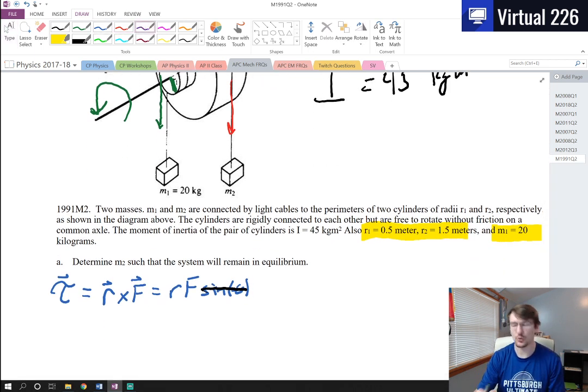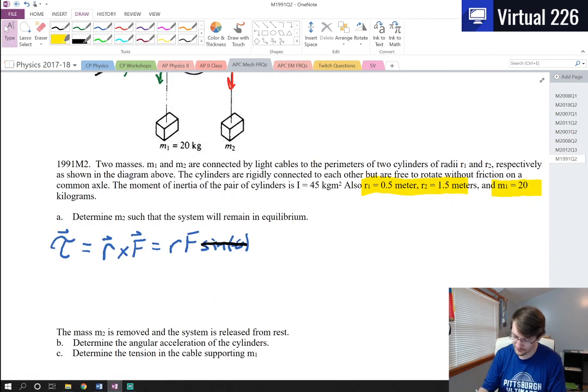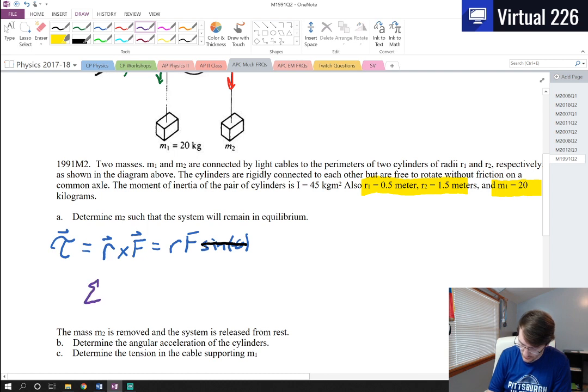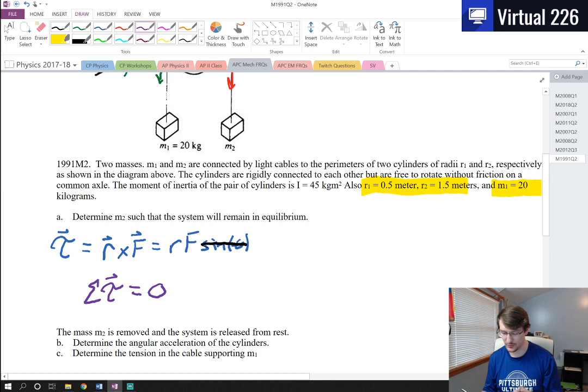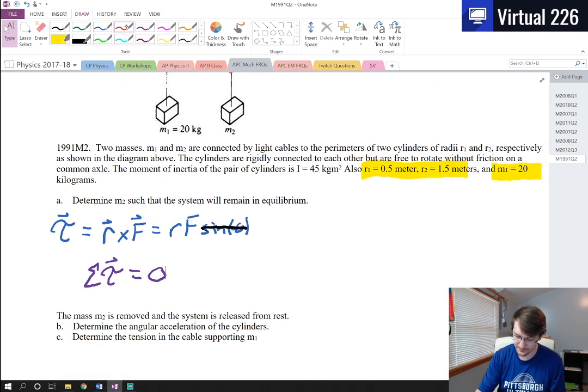So what we can do is this. We know that since these torques are acting in opposite directions, one's going counterclockwise, one's going clockwise, the sum of the torques has to equal 0 to be in a static equilibrium position. What this means is that the torque from block 1, M1, and the torque from block 2, M2, have to be equal, and they have to work against each other.